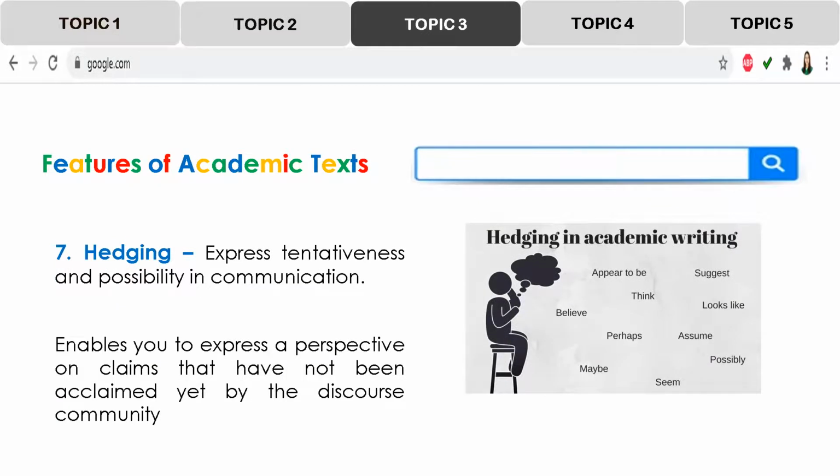Next is hedging. Hedging in writing expresses tentativeness and possibility in communication. Hedging enables you to express a perspective on claims that have not been acclaimed yet by the discourse community. Examples of hedging are words and phrases such as perhaps, maybe, appear to be, possibly, assume, and many more.